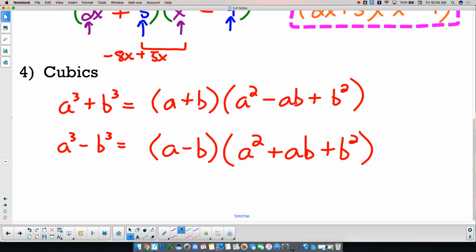Cubics. Write these down too. 1, 8, 27, 64, 125, 216, 343, 512, 729, 1,000. Those are your cubics, 1 to 10.